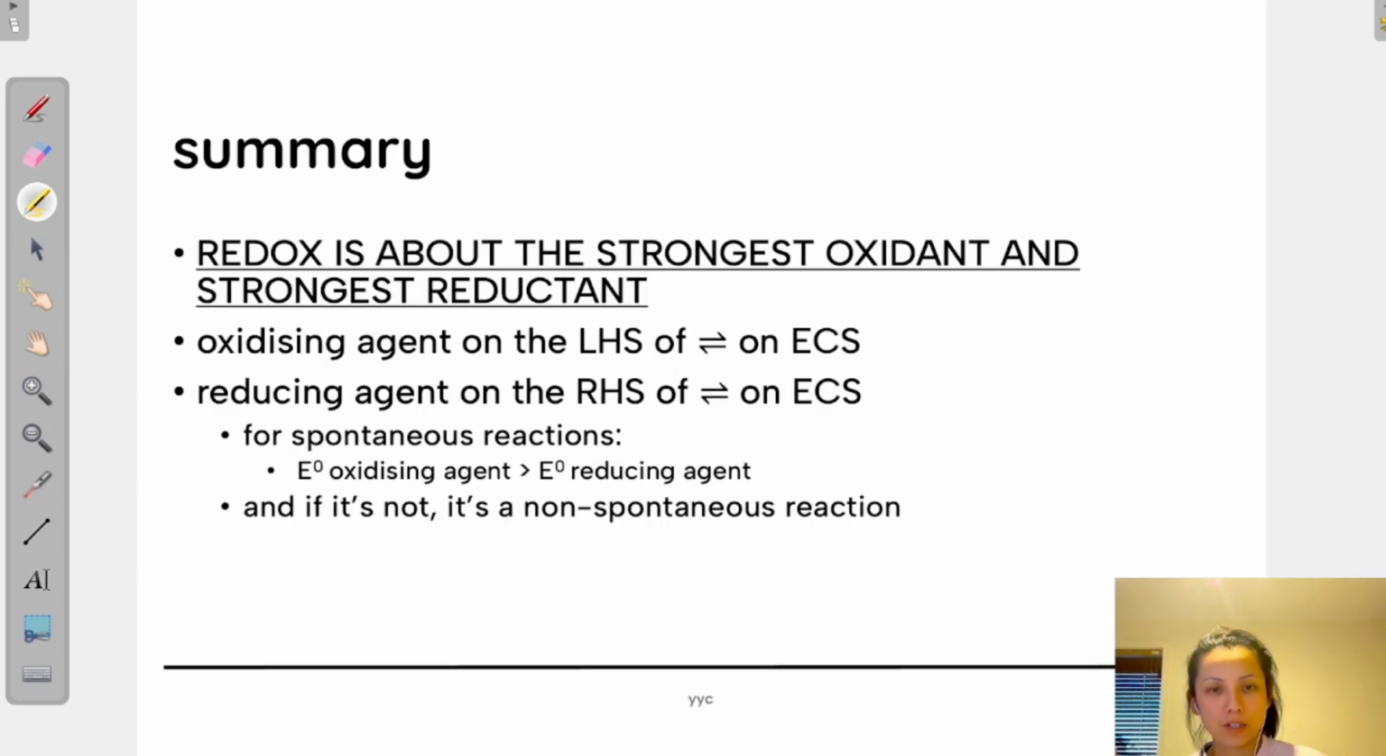All right, so in summary, redox is always about the strongest oxidant and the strongest reductant. The oxidizing agent is found on the left-hand side of the double arrow. The reducing agent is found on the right-hand side of the double arrow, where the strength goes from bottom to top, and the strength for reducing agents goes from top to bottom on the right-hand side. For a spontaneous reaction to occur, the E0 value of the oxidizing agent has to be larger than the E0 value of the reducing agent. If it's not, then it's a non-spontaneous reaction. Cool?